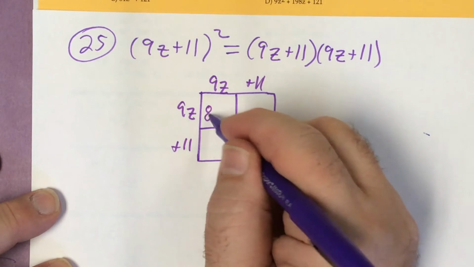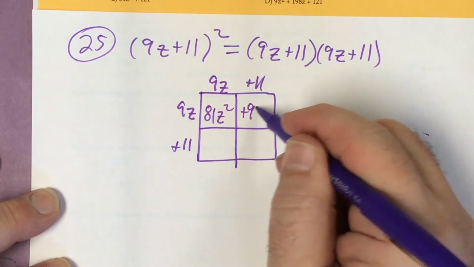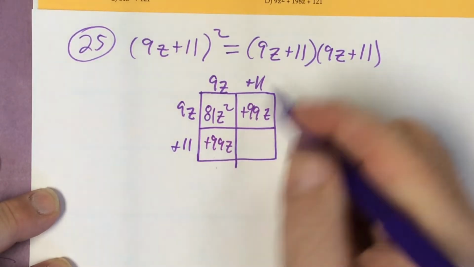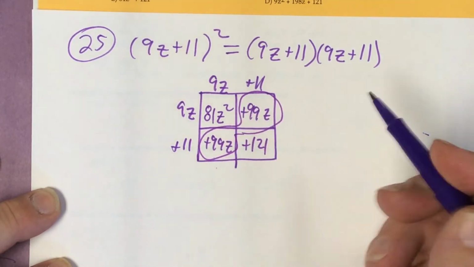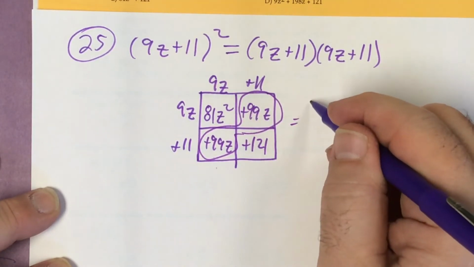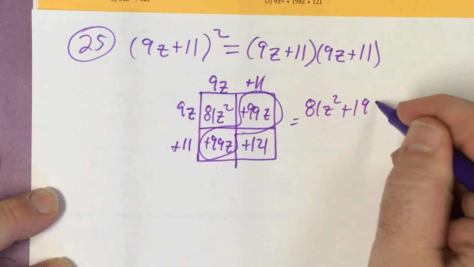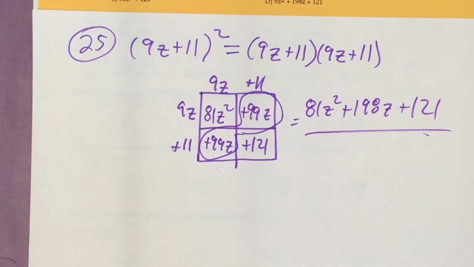So this is going to give me 81z squared plus 99z plus 99z plus 121. Remember that we combine like terms on the peanut here, so this is all going to equal 81z squared plus 198z plus 121. And that's going to be your final answer to question 25.